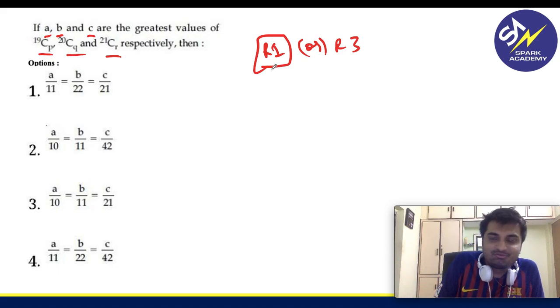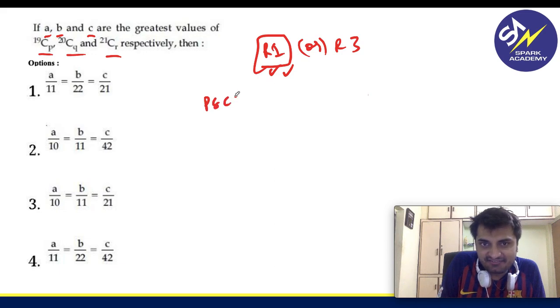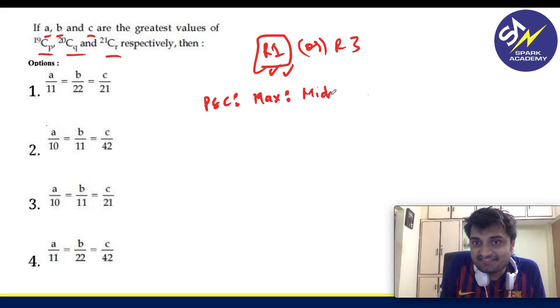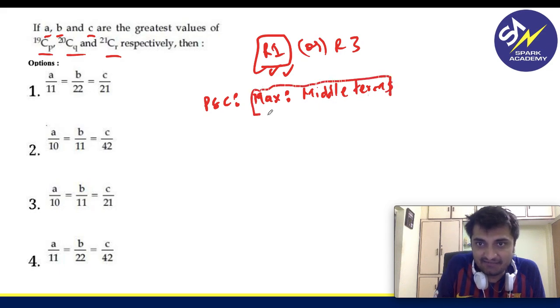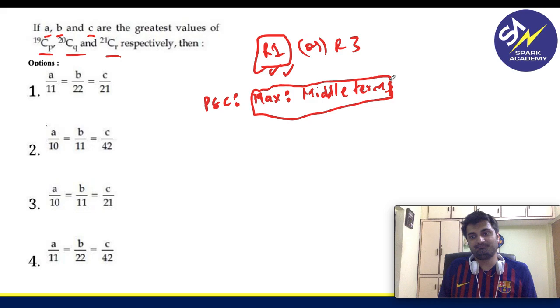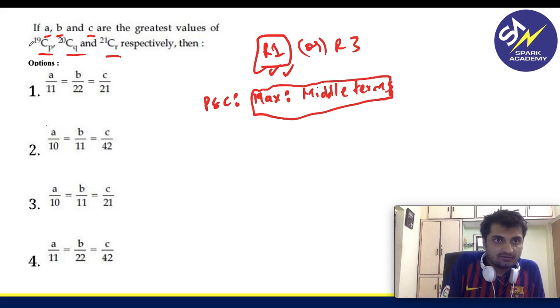Now, for me it's a round 1, because whenever nCr is given, if you want to find out the maximum value, it is always the middle term. Middle term is always the maximum term. Middle term or terms. Now look at this.